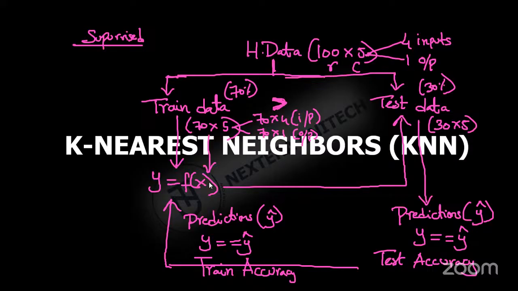We'll pass the entire data, both inputs and the output, so that the model starts learning the patterns. Once the model gets trained, we'll use it on the test data where we pass only inputs. When you pass only inputs to this model, you'll get Y cap. Y cap is nothing but predictions on the test data.